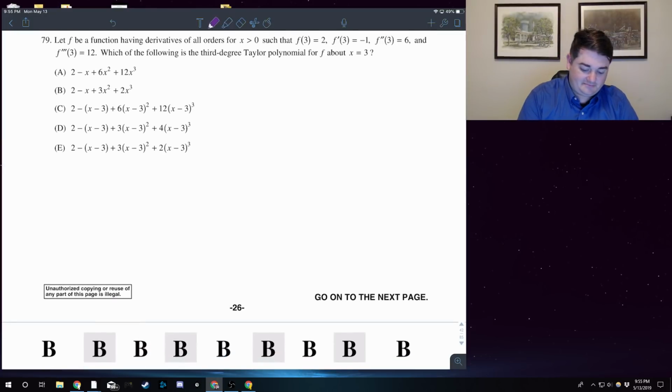79. Okay, Taylor polynomial. Give you a second to stare at this one and think about how you would set it up. My hint is think about where it's centered. I'll give you a few seconds.